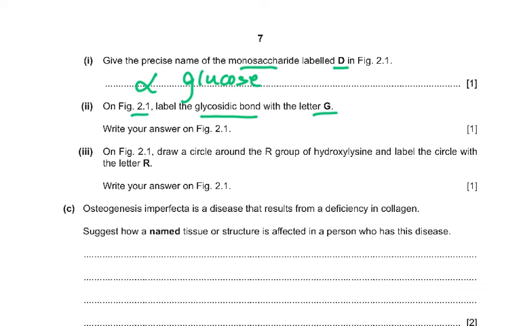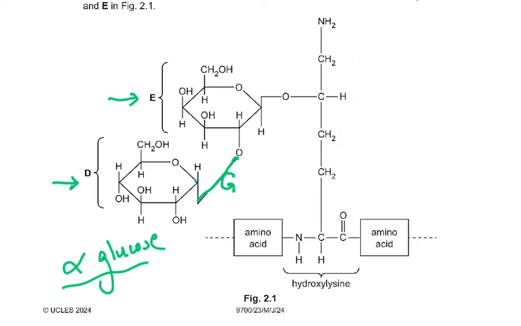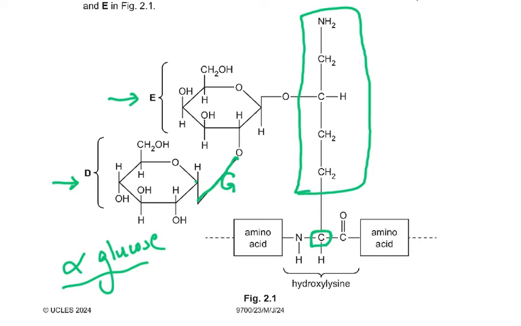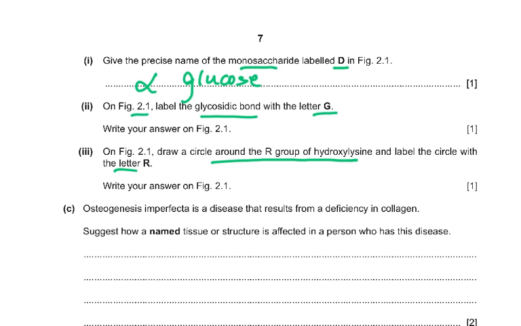Then it says on figure 2.1, draw a circle around the R group of hydroxylysine and label the circle with the letter R. Now let's do that. So this would be the R group. It's always on the central carbon, N, C, C, central carbon. And this would be the R group, so we label it R. Write your answer on figure 2.1. Okay, so that finishes this part of the question.